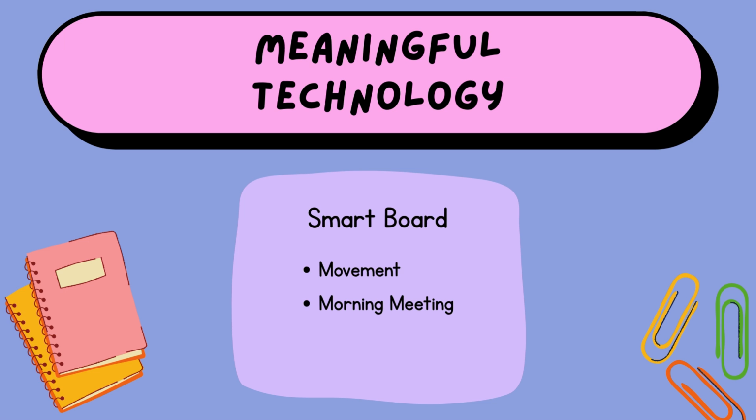Meaningful technology. So since I am in pre-K, the only technology we really use is our smartboard. We'll use smartboard every morning for our morning meeting. So on the board we'll do like months of the year, days of the week, things like that. And then we'll also use our smartboard for our movement, and we'll do like Danny Go or Zumba, just anything to get the kids moving and get some energy out.